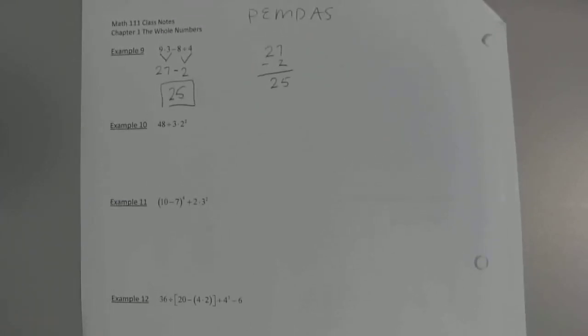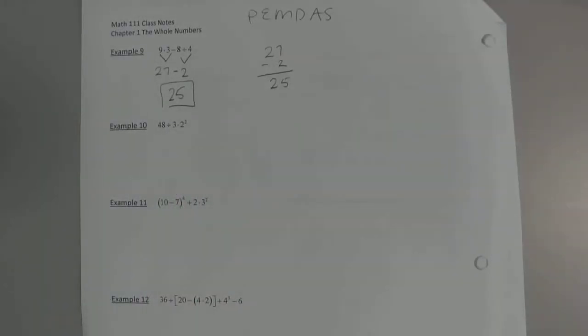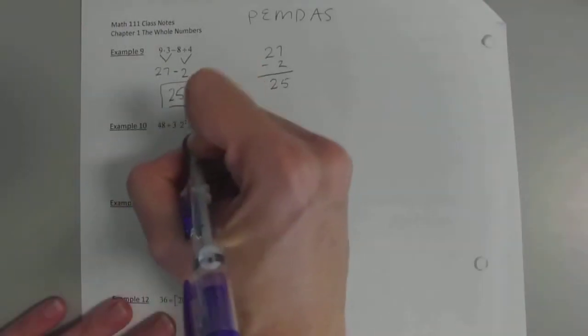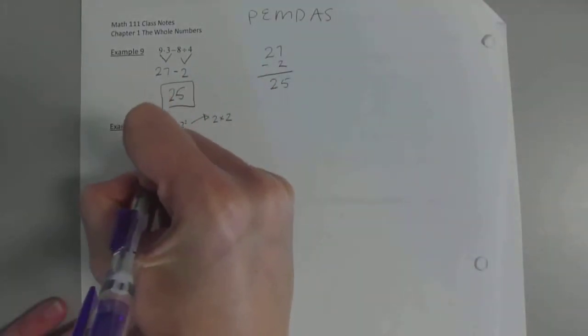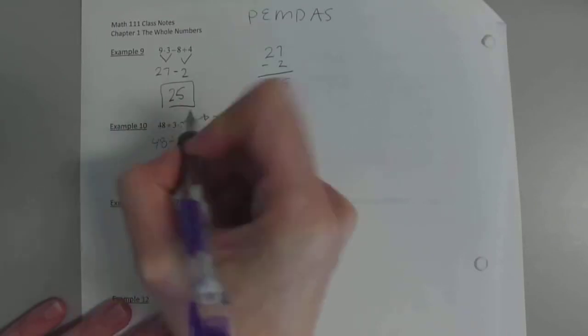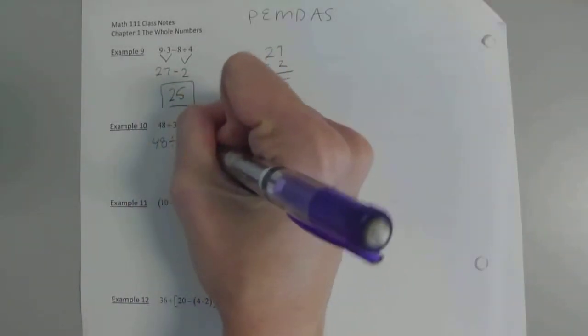All right, next one. Any parentheses that we need to do first? No. What about an exponent? Yes. You guys see that? We have this little guy right here. What does 2 to the second power mean? I'm going to just write that. Okay, so 48 divided by 3 is staying, and we're still multiplying, but we're not going to multiply by 2 squared because we know what 2 squared is. What is 2 squared? 4.